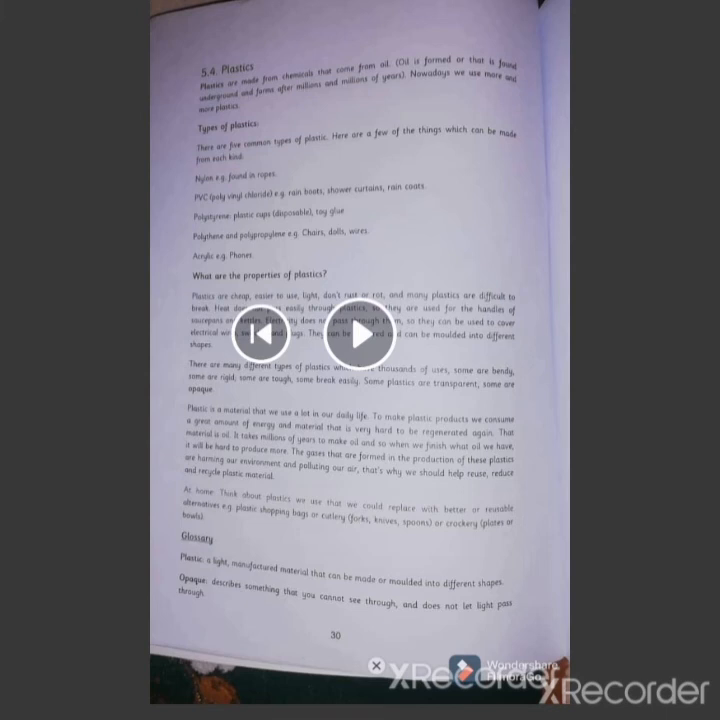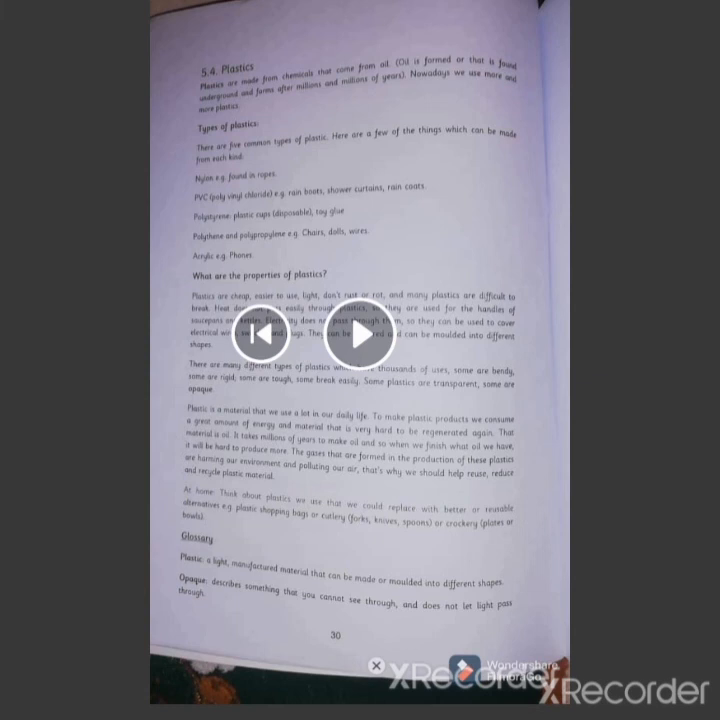Plastic is a material that we use a lot in our daily life. To make plastic products, we consume a great amount of energy and material that is very hard to be regenerated again. So, in order to make plastic, we need a lot of energy and a lot of effort to create it. That material is oil. It takes millions of years to make oil, and so when we finish what oil we have, it will be hard to produce more.